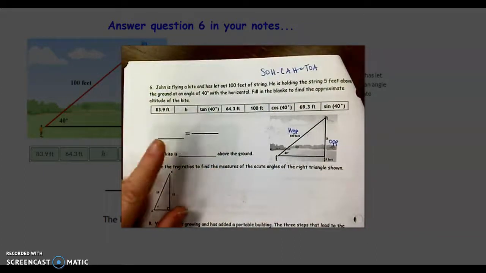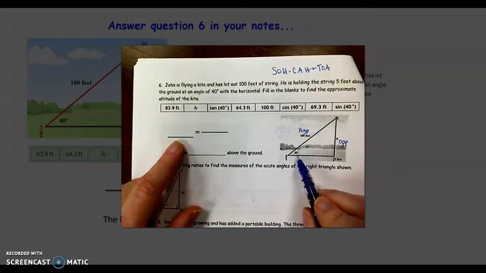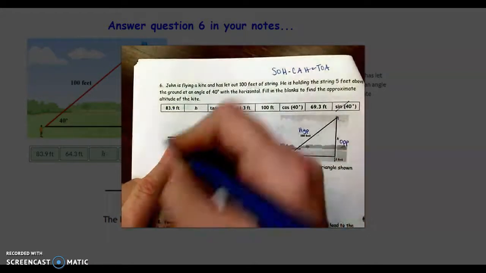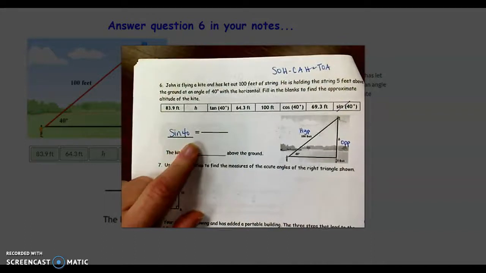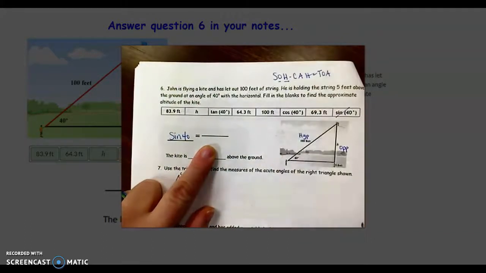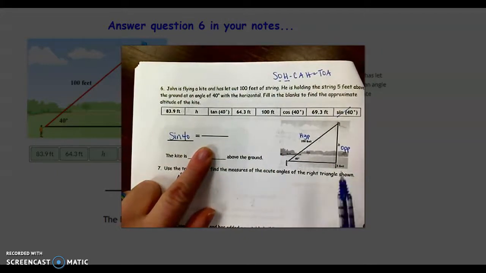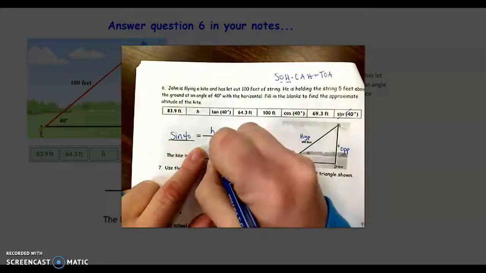So we're going to write a sine function here of our acute angle, which is the 40 degree angle. So we're using sine of 40. We're going to set that equal to the ratio of the two sides using the opposite over hypotenuse ratio. So opposite is my h, hypotenuse is my 100.